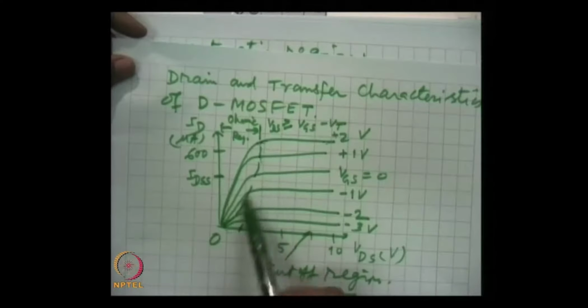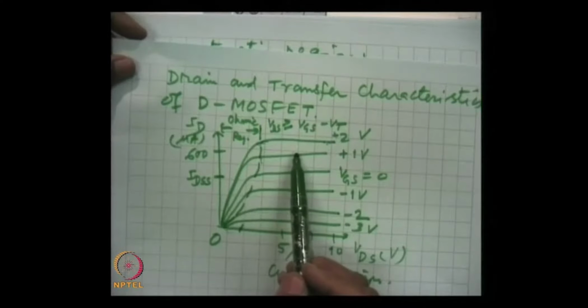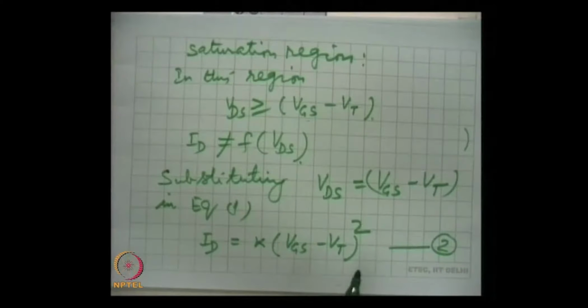We are talking about the saturation region, this region on the right of this dotted line. As we are seeing here, the drain current does not depend on the voltage between drain and source. So, this shows the independence of ID from VDS, the drain source voltage, but it gives the dependence of the drain current on the gate source voltage.